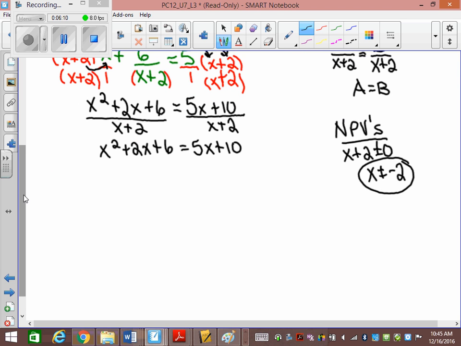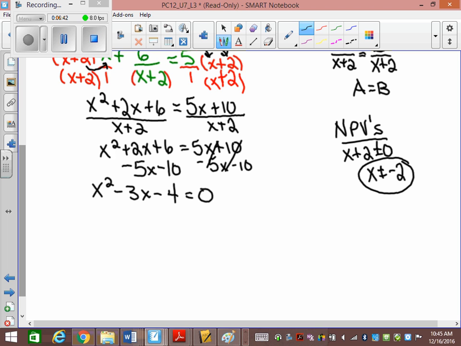How do we solve anything with a squared? An x squared. Move everything to one side, set it equal to 0. That should be part of your being already, right? So minus 5x minus 10. So you have x squared minus 3x minus 4 equals 0.